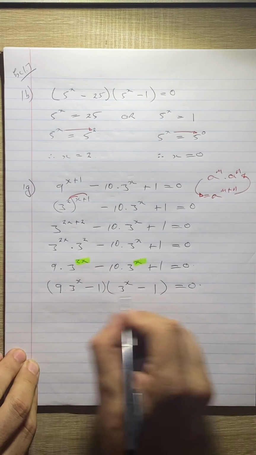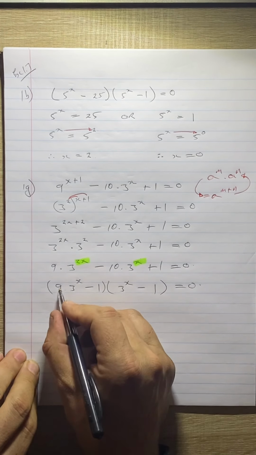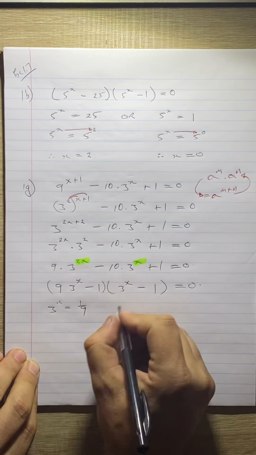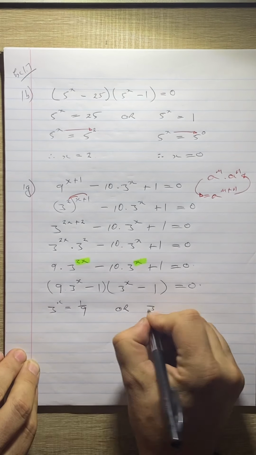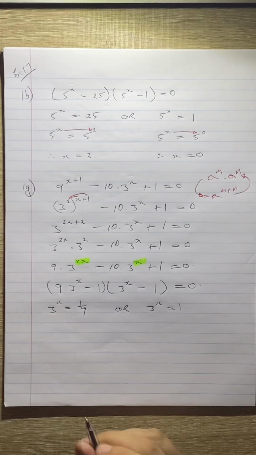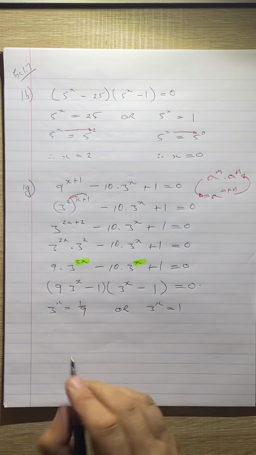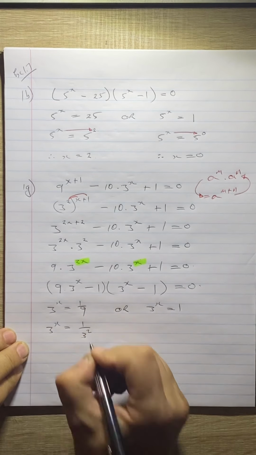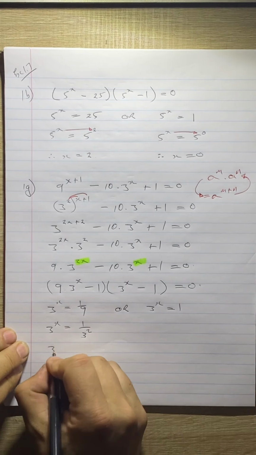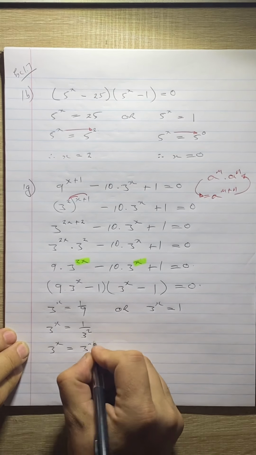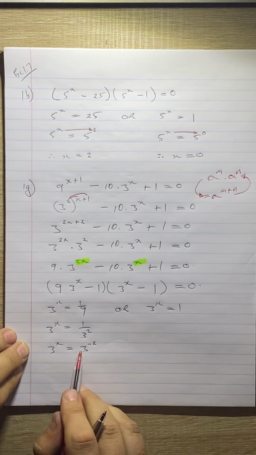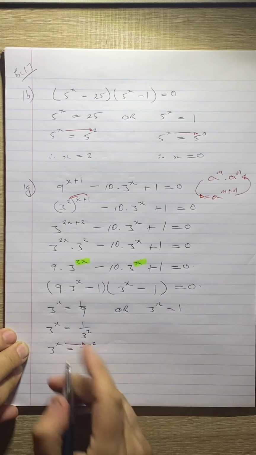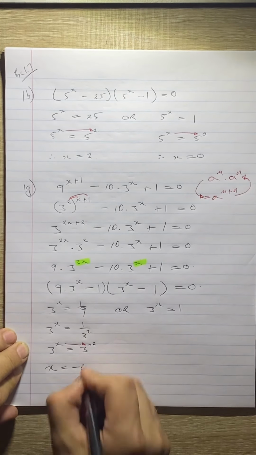Right, now I'm going to just solve here. So remember that this is equal to 0, so I take the 1 to the other side, divide by 9. So we get 3 to the x is equal to 1 over 9, or 3 to the x is equal to 1. Okay, so now I must just get bases the same. So we get 3 to the x is equal to 1 over 3 squared. I bring that to the top, and I get 3 to the x is equal to 3 to the minus 2. Now that the bases are the same, I can equate the exponents. So we get x is equal to minus 2.